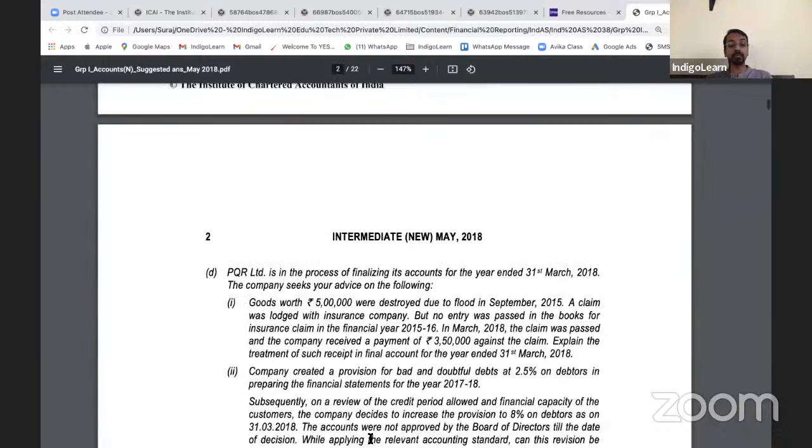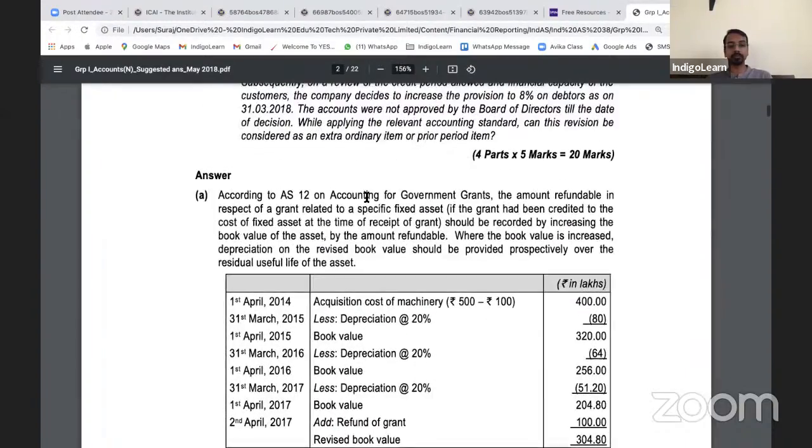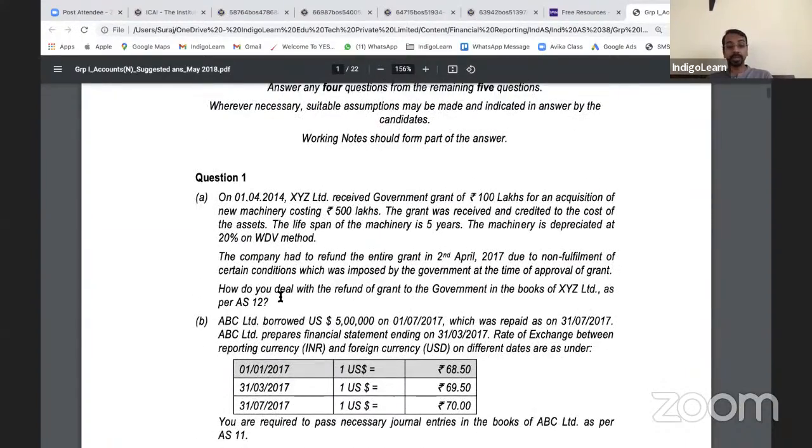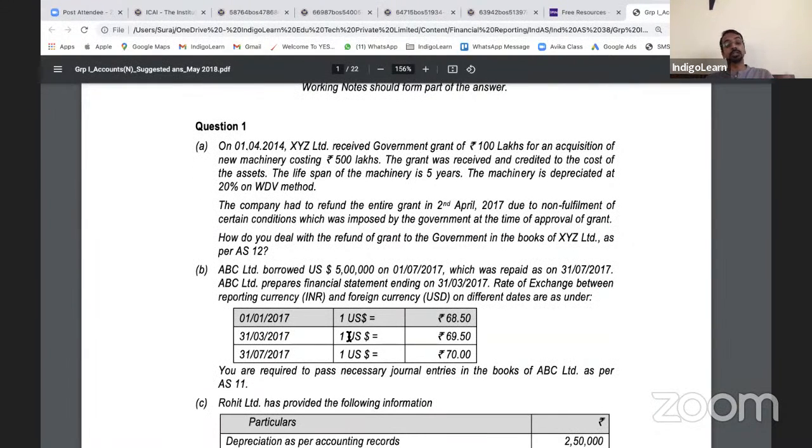You have to first explain the theory, because the question says, how do you deal? So you explain the theory, how do you deal, and then give the working. So at the time of acquisition, you would have reduced it from the cost of the machinery. So 500 lakhs minus 100 lakhs, 400 lakhs, you would have reduced it from the cost of machinery.